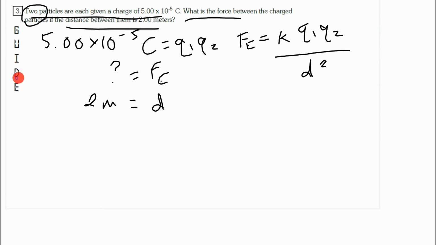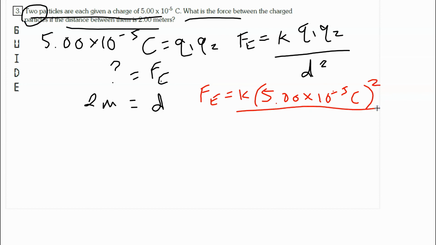With our guide steps, the D, do the math. Put the substitutions of the numbers in for the variables. So that's the step that we will do next. Okay, so electrical force, what we're looking for. I do the K value last. I have Q1 times Q2, so I have 5 times 10 to the negative 5th coulombs, and I'm squaring that. This will be divided by the distance squared, the distance of 2 meters squared.